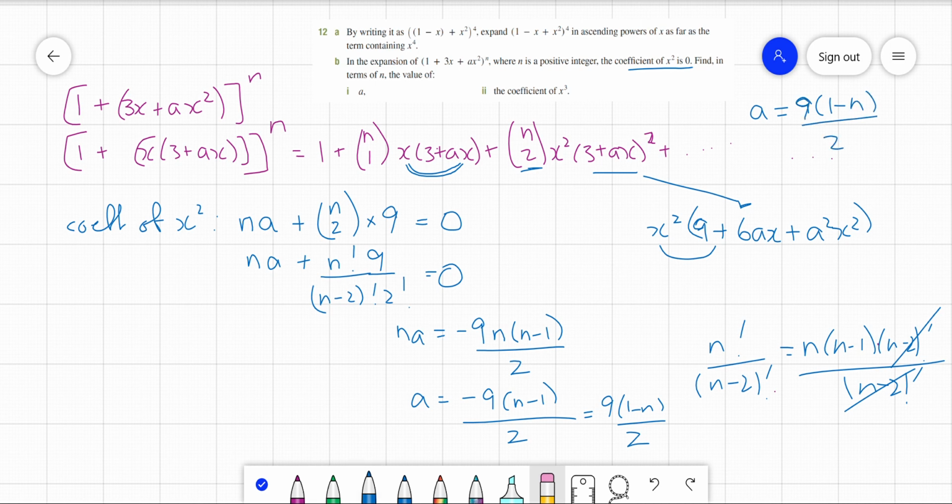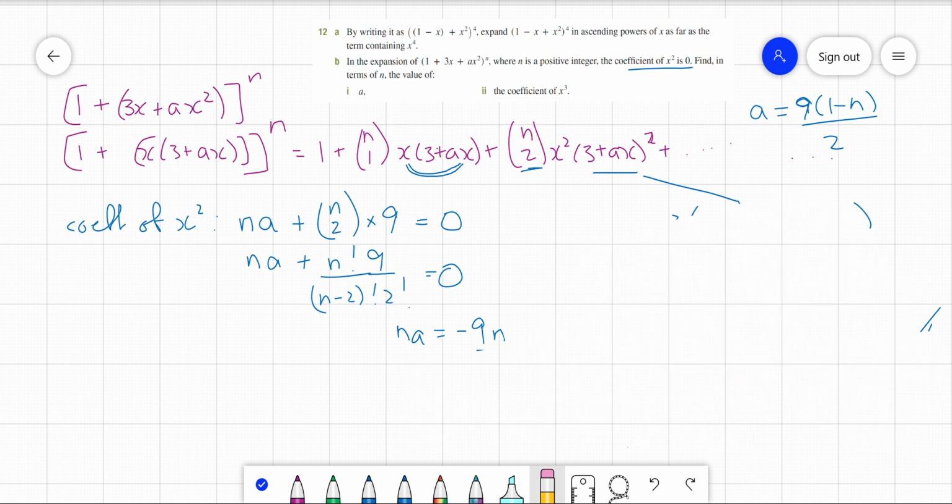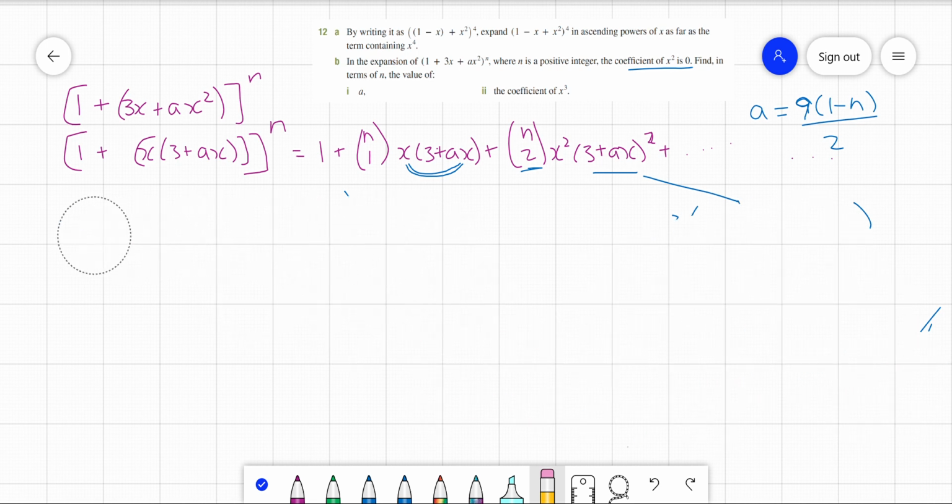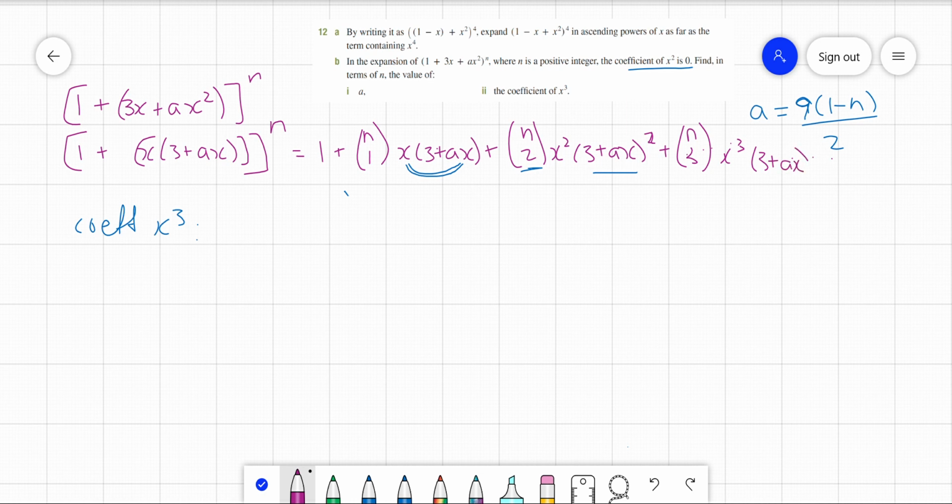And then the coefficient then of x, I shouldn't have rubbed that out, of x cubed. Is that what we want to find? So then that means the coefficient of x cubed. If we're looking for our x cubes, I may need, do I need another term? Yeah, I better put another term in there just in case, because I was finding x squared before. So what would our n choose 3 be? So that x is now cubed, and this 3 plus ax is also cubed.